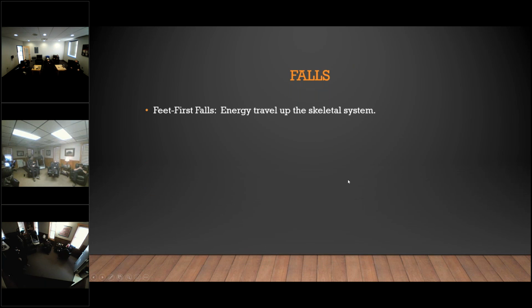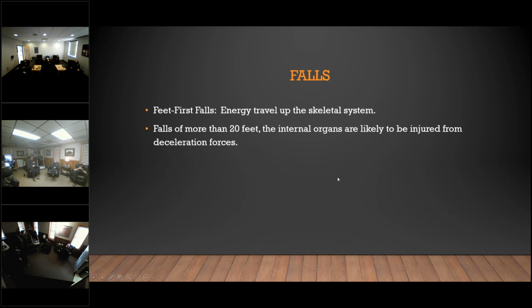So falls, whenever there's a fall greater than 2 times the height, mortality statistics are extremely high because there's a high transfer of energy. And then also any fall more than 20 feet, the organs oftentimes have a significant deceleration and acceleration injury. So this is where we could see more of that aortic dissection from that mechanism of injury.